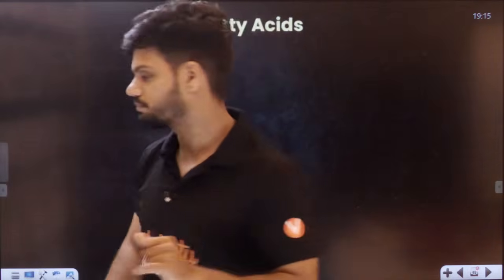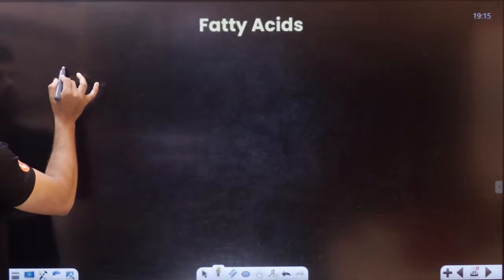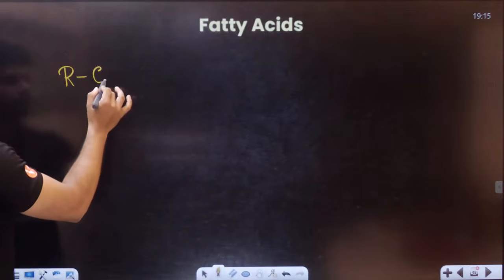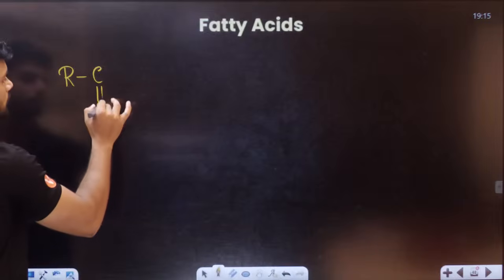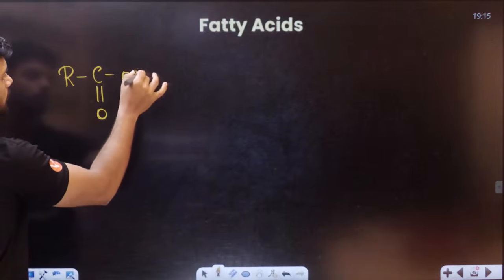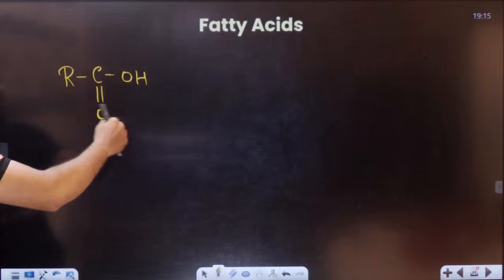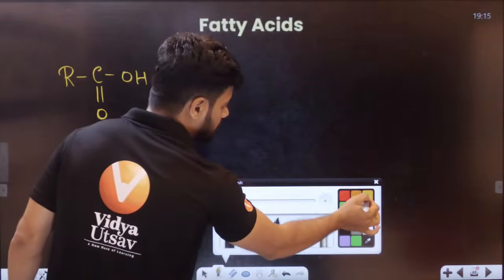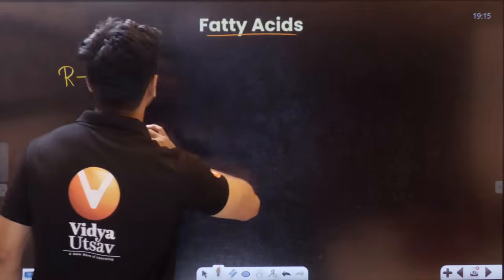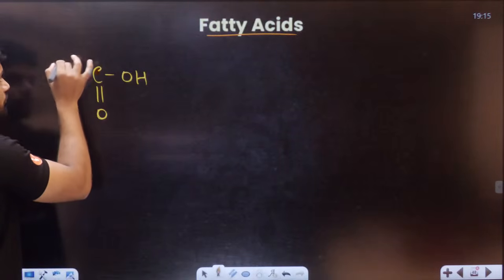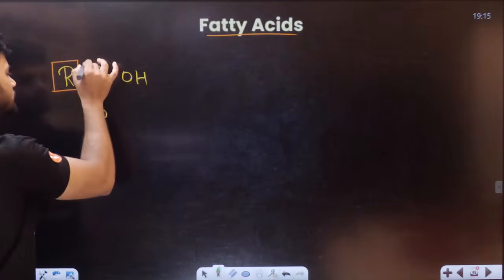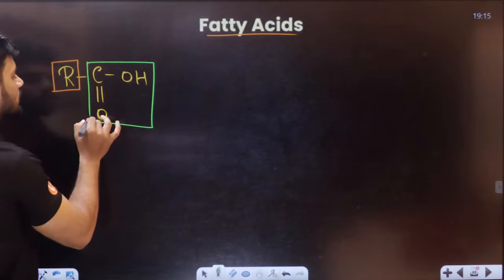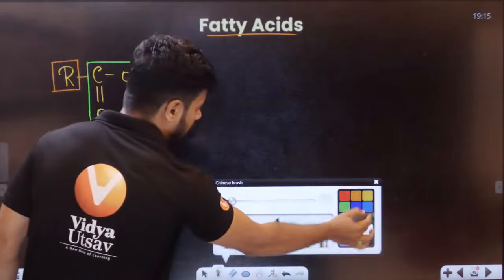Fatty acid. I will draw the structure and you will understand. It is very, very simple. A fatty acid will have an R group. Anyone, what is this group called? Always remember, a fatty acid always has a functional group here, and along with the functional group, it will always have a carboxylic acid group.